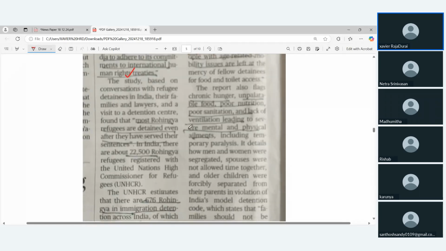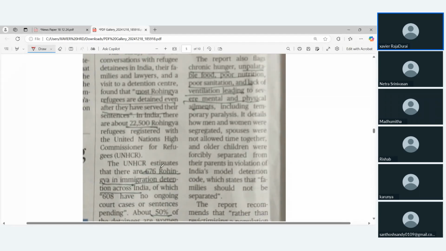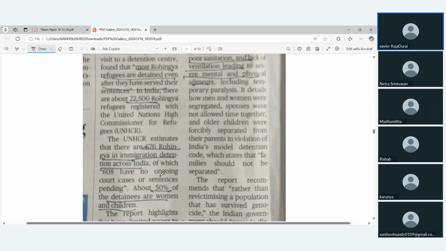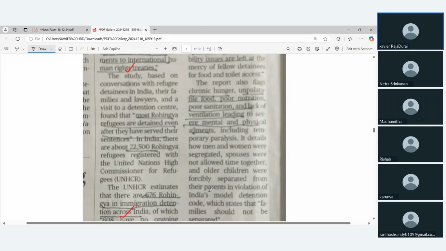Around some numbers they have mentioned, around 22,500 Rohingya refugees are there in India. Around 676 Rohingyas are in immigration detention across India. Detention means holding them without any reason. Of that, 50% of detainees are women and children. Okay, so these are all violating the fundamental rights. This is what they are highlighting.